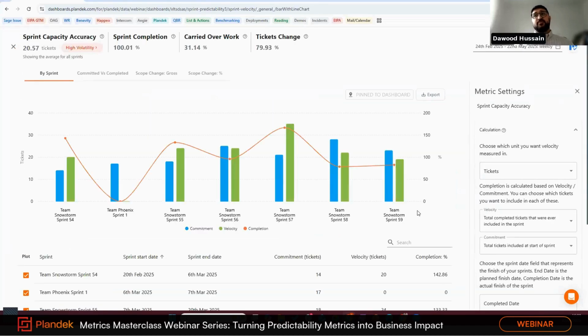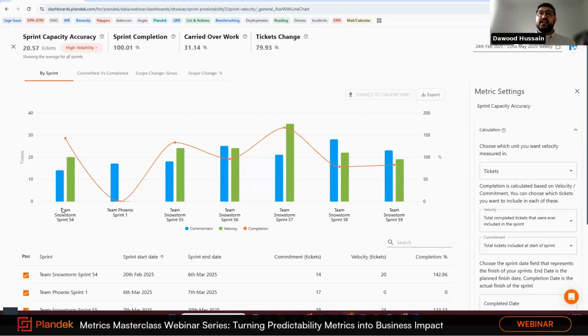You'll be able to see there's a couple of tabs here that you can view and actually really try and get into what the data is trying to tell me. Now, this is just a sprint predictability metric. In order to have a look at your sprint capacity accuracy, there's a couple of things we need to configure in the settings. So the first is making sure the velocity here is total completed tickets that were ever included in the sprint. So we're looking at your total velocity, and making sure that the commitment that you have is total tickets included at the start of the sprint. So we're only looking at the tickets that you've included from day one of that sprint, rather than the things that you've also included mid-sprint.